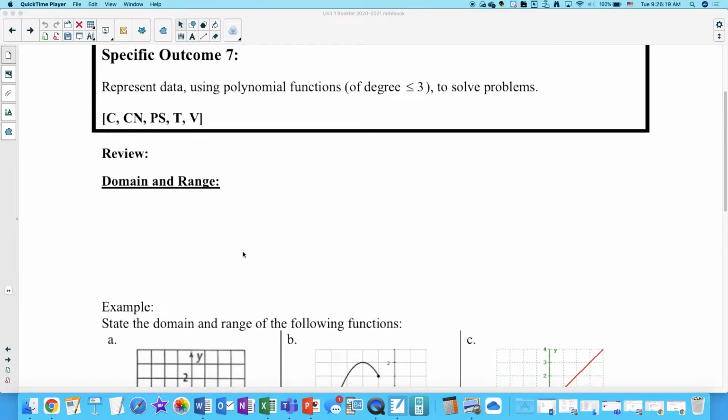So the first thing we're going to talk about is domain and range of a function. Before we even do that, though, can anyone tell me what a function is or what a relation is? What's a relation in math? Maybe give me an example of a relation or a function.